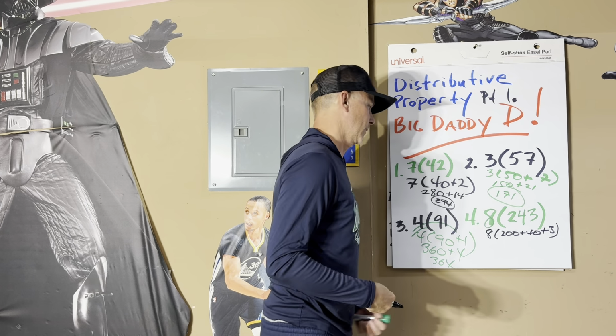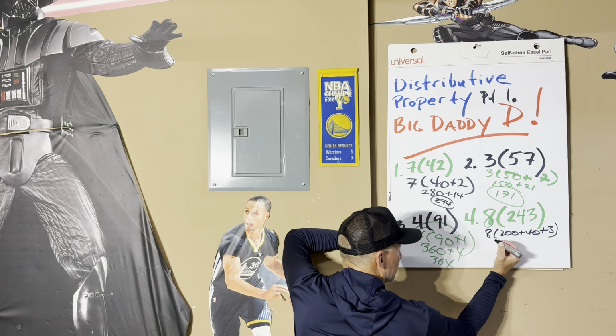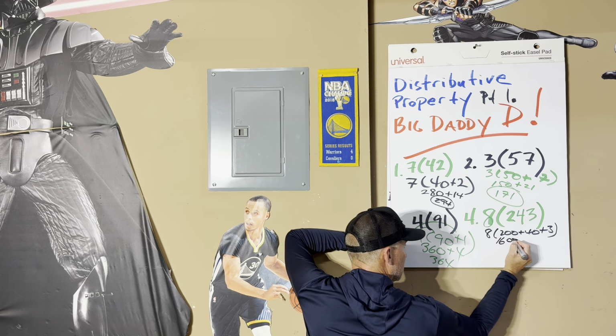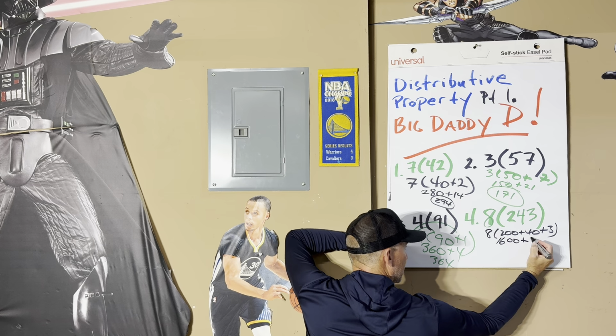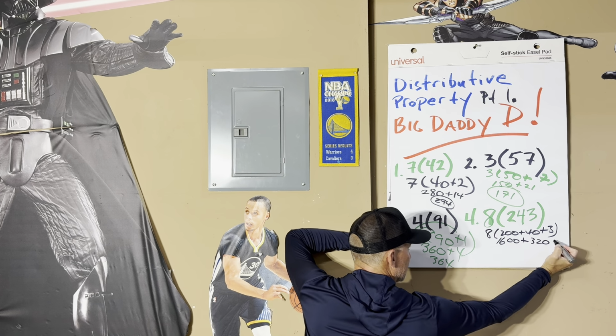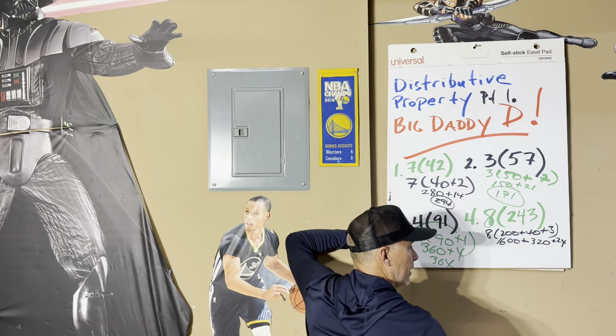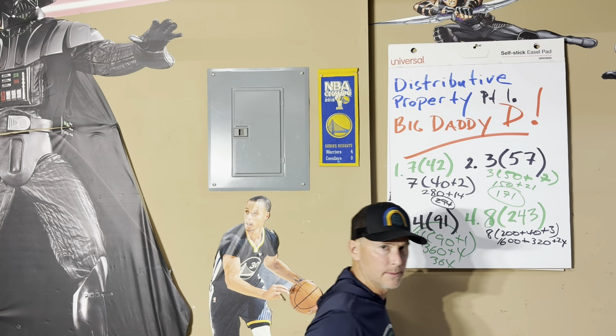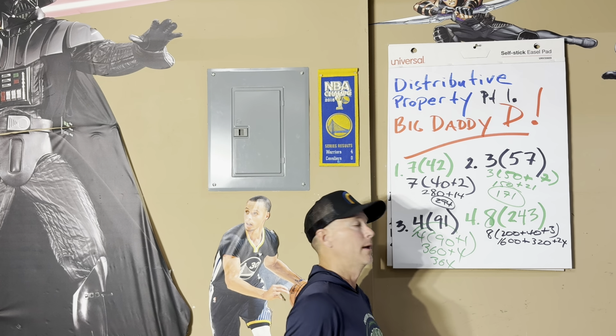Okay. 8 times 200 is 1600. 8 times 40 is 320. 8 times 3 is 24. Now you need to have 3 compartments in your brain.